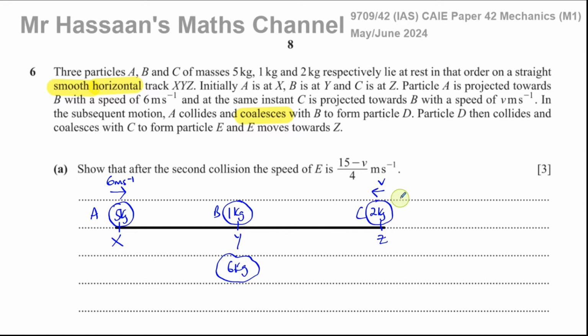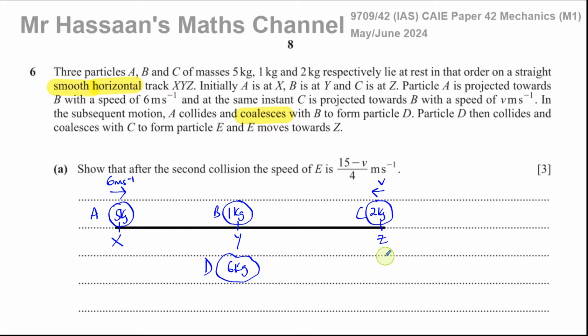And at the same instant, C is projected towards B with a speed of V meters per second. In the subsequent motion, A collides and coalesces with B to form particle D. So this is now particle D, which is like A and B joined together. Then particle D collides and coalesces with C to form particle E.